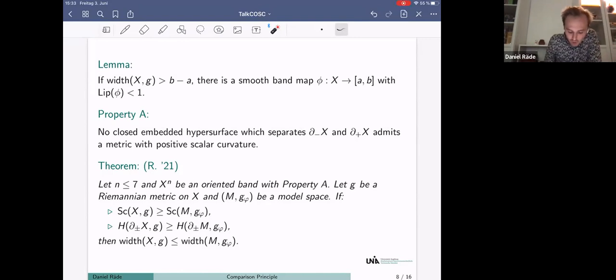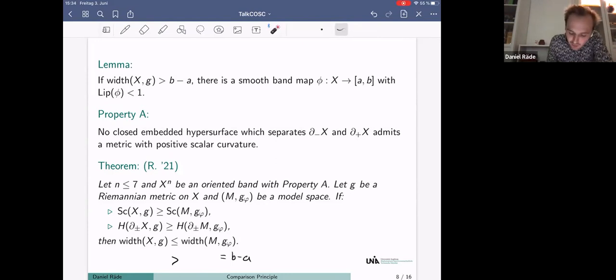So we know the scalar curvature is bigger or equal to the scalar curvature of this, the mean curvature is bigger or equal to the mean curvature of this, and then we assume for a contradiction that the width of X, g is actually bigger or equal than the width of M, g. But what is the width of M, g? This is just b minus a. If you have this warped product, it's a manifold cross interval, and you have a dt squared in the metric. So the width is just b minus a.